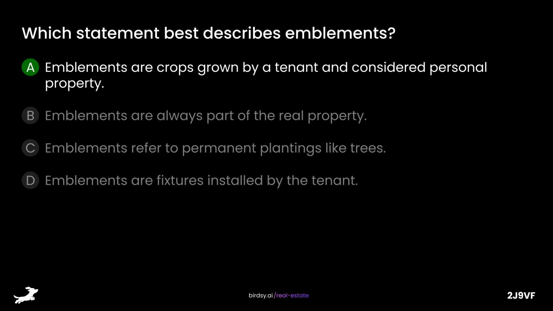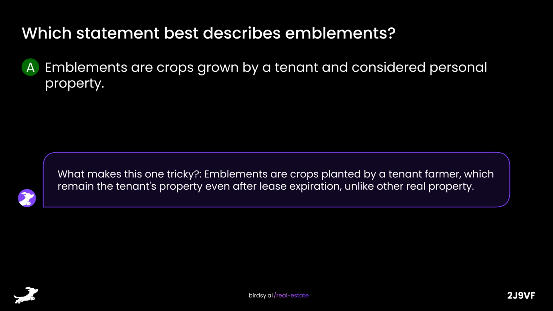The answer is A, emblements are crops grown by a tenant and considered personal property. What makes this one tricky? Emblements are crops planted by a tenant farmer, which remain the tenant's property even after lease expiration, unlike other real property.